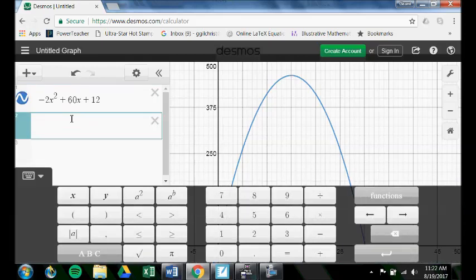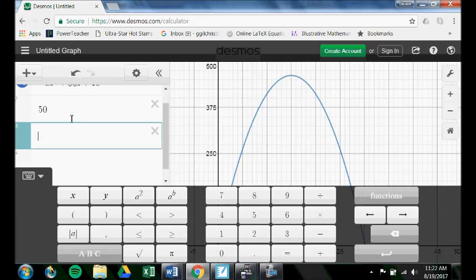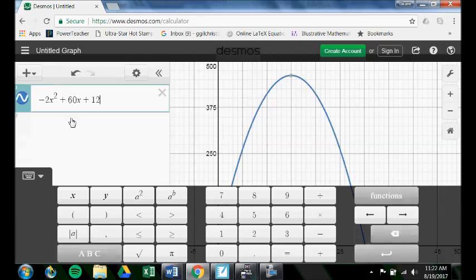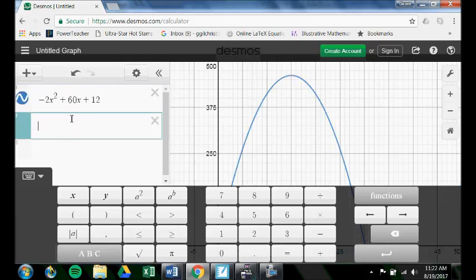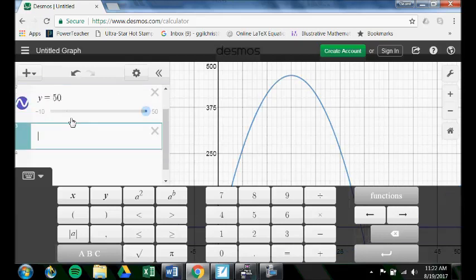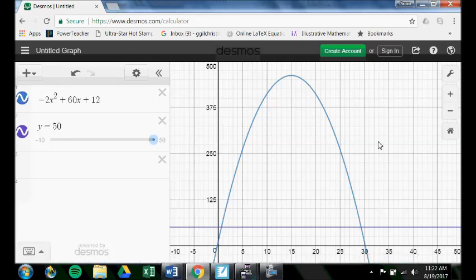I can make a new equation. Y equals 50. Oh, I bet it was showing it the whole time anyways. Yeah, now it shows me this. And I can tap this and say, oh, it equals 50 at 0.647 and at 29.353.